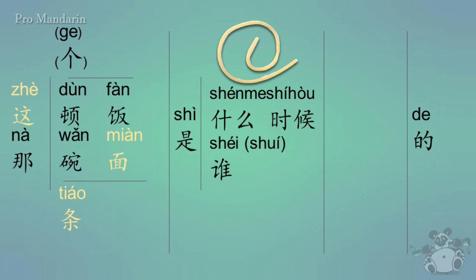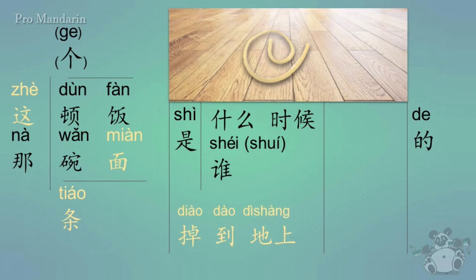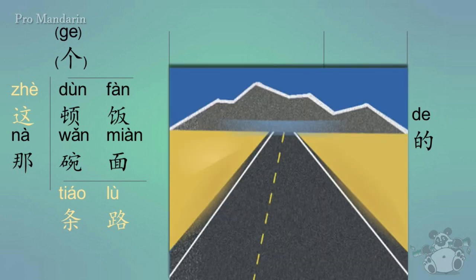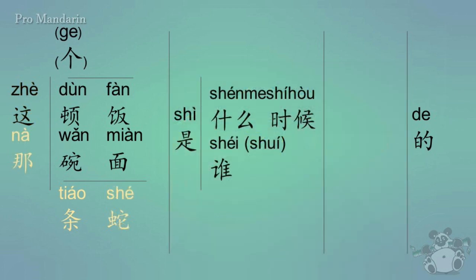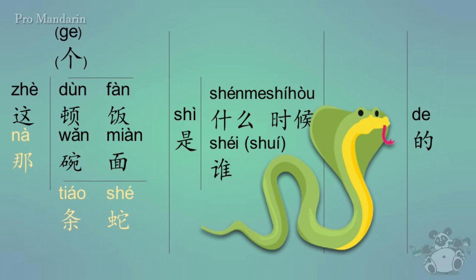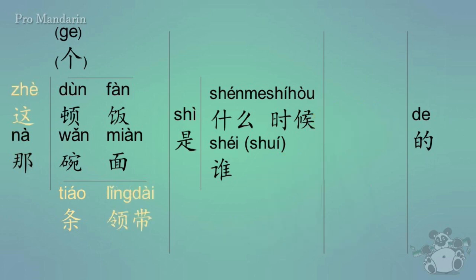So again, if I were to say something like this noodle fell on the floor, I could say 这条面掉到地上. Or here's another noun that goes along with 条, 这条路, which means this road. Or if I were to say 那条蛇, which would mean that snake. All right, now let me give you another one that goes along with 条 before we get rid of it. 这条领带, which means this tie.